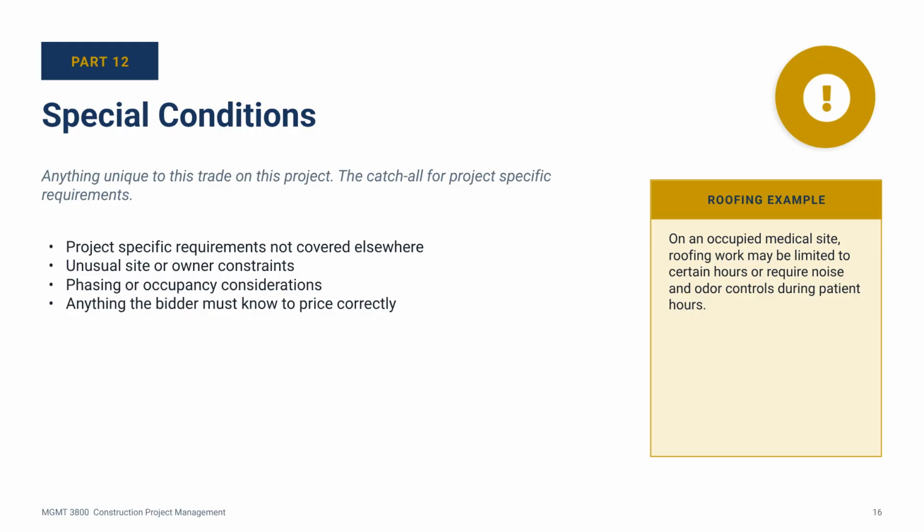Those are not standard scope items. They are project specific. Every project has its own. A school project might have summer only schedule constraints. A downtown high rise might have street closure restrictions. The scope captures what is unusual about this job. If you do not capture it here, the contractor finds out about it on day one and prices a change order on day two.